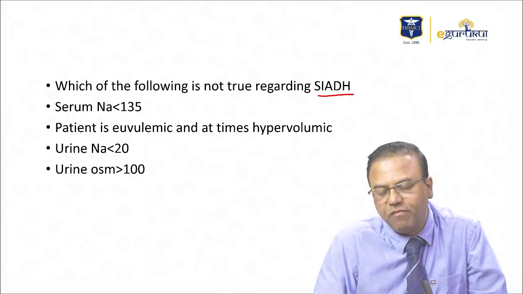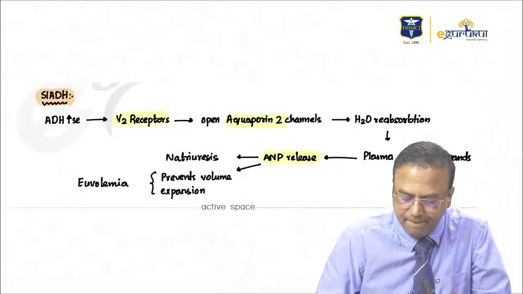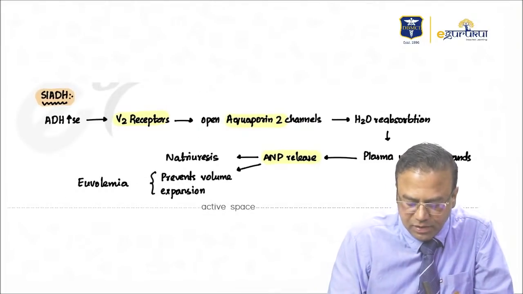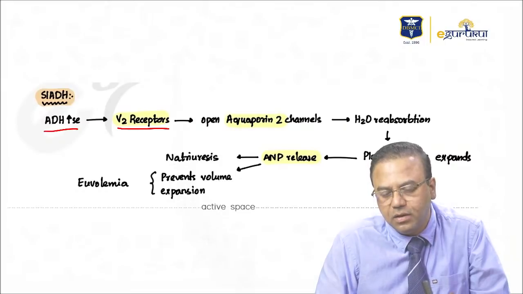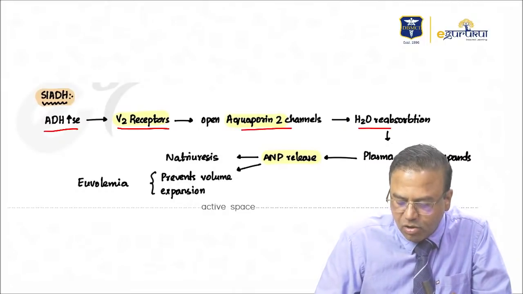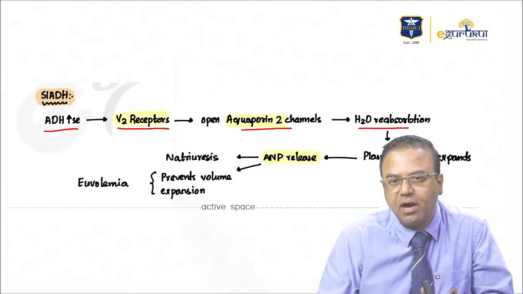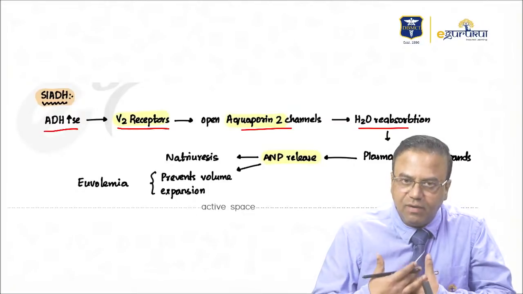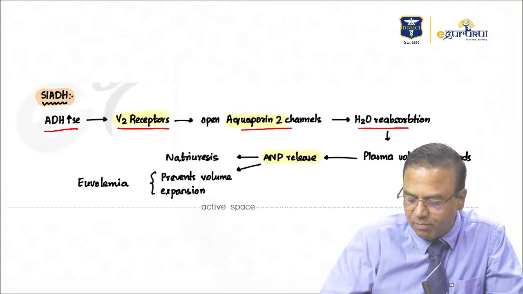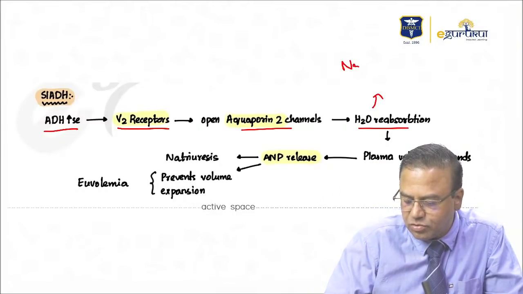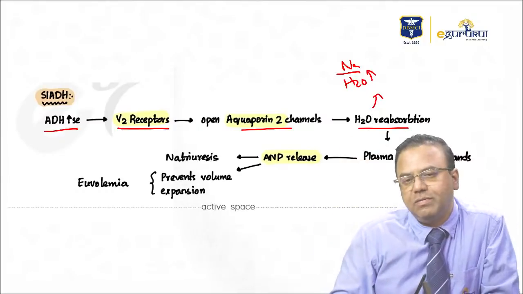So when you look at syndrome of inappropriate secretion of antidiuretic hormone, this is what we've covered in the class also. When the ADH is high, it will act in the kidney on the V2 receptor to open the aquaporin 2 channels and cause water absorption. Antidiuretic hormone will not cause diuresis. It will retain water. So you're seeing water absorption occurring. The water absorption, one of the important things it will do is it is to some extent going to expand the volume and dilute the sodium to some extent.